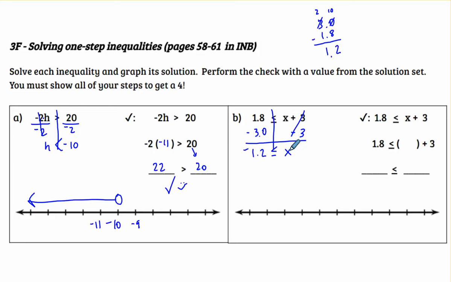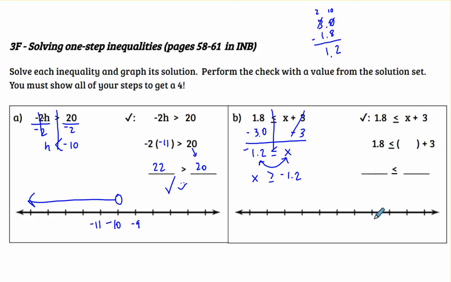Now, we don't like it this way, right? We don't want the variable at the end. We want it at the beginning. So we're going to have to flip all this around. So the x is going to come over here. The negative 1.2 comes over here, and my symbol flips. Now I think I'm done.